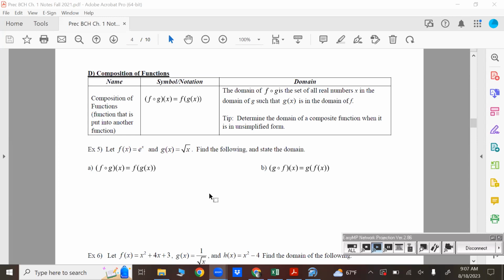Now here we have an exponential function, e to the x, for f, and we have root x. Just a little tip that we need to say here. The domain is going to be such that g of x is in the domain of f. So you have to be mindful about that. The g is the one that goes into f, so you have to make sure whatever g is, it makes that happen. The g is on the inside. So find the domain of the composite function when it's in unsimplified form. Anywhere in this process, before you simplify it, before you look at the final product, if there's a number that doesn't make it work, you have to exclude it. So let's see what's happening here.